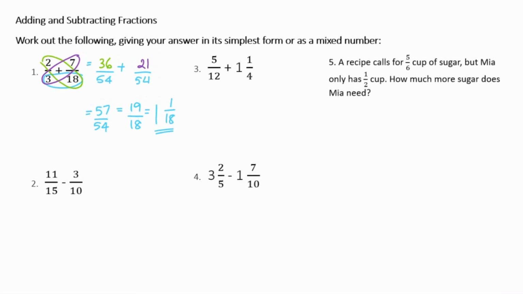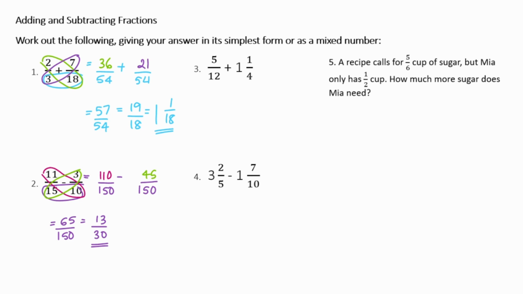For number 2, we can multiply 15 and 10 to get a common denominator. That will be 150. The first numerator will be 110, and the second numerator will be 45. 110 take away 45 gives us 65 over 150. And if we simplify that using our 5's, we get 13 over 30. And that is our final answer for number 2 in its simplest form.